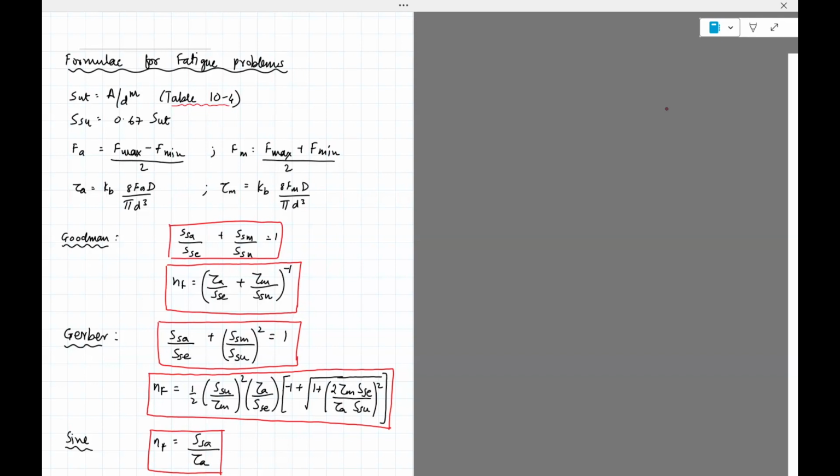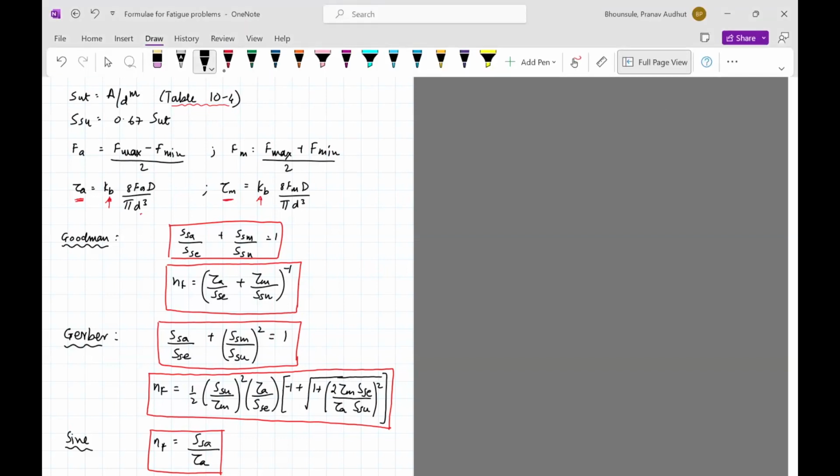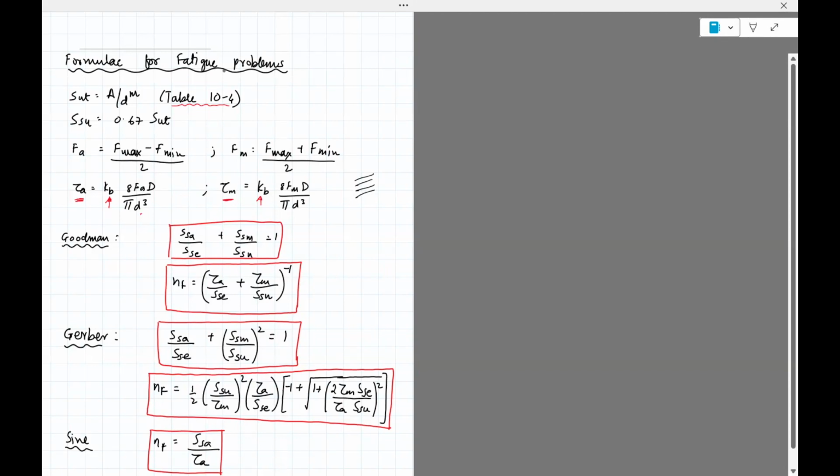Tau A is the amplitude of the shear stress, and tau M is the average shear stress that can be computed. KB is a stress concentration factor and curvature factor. D is the nominal diameter of the spring, so if you have a spring, that's going to be capital D, and then the coil diameter is going to be small d.